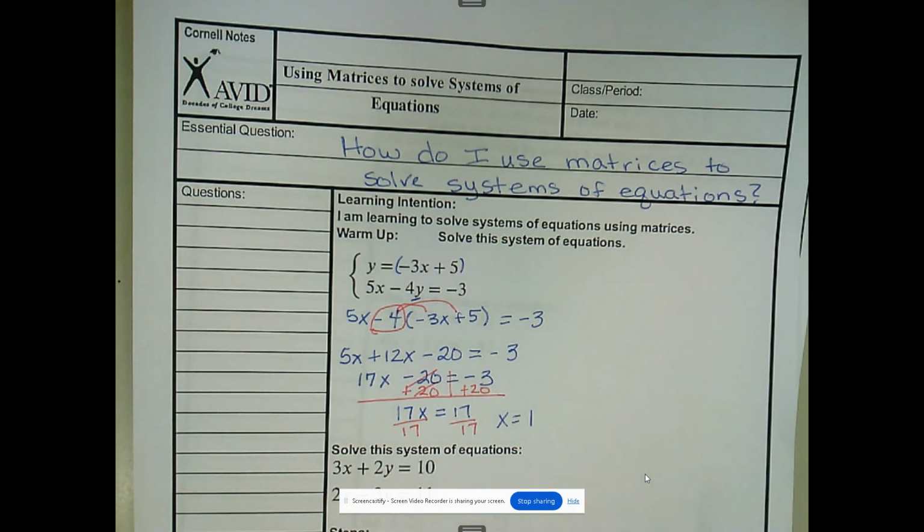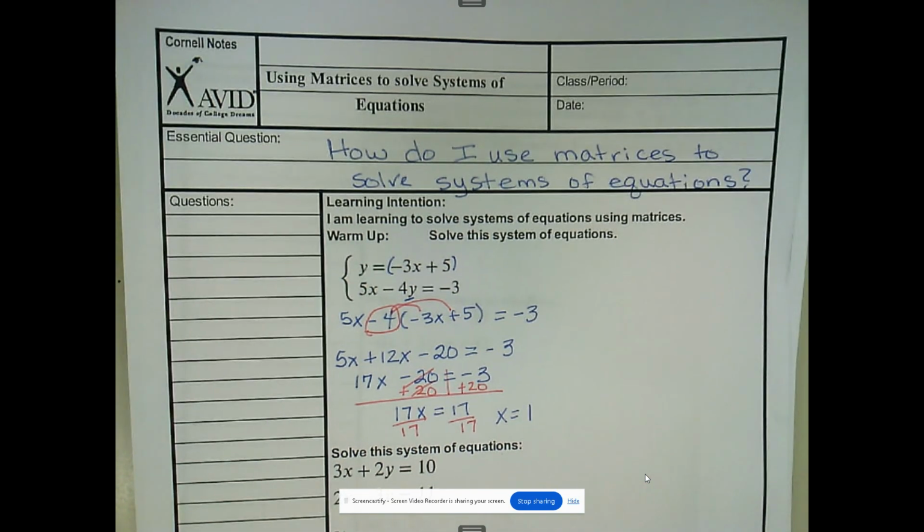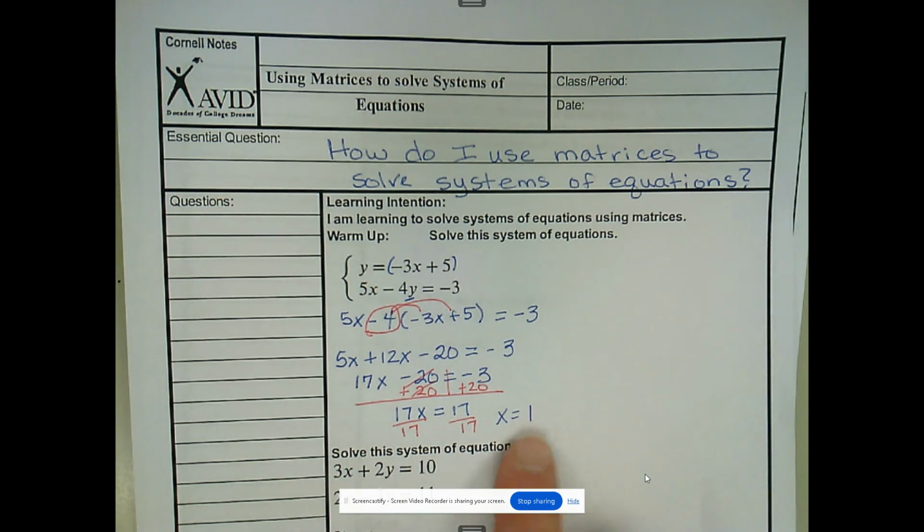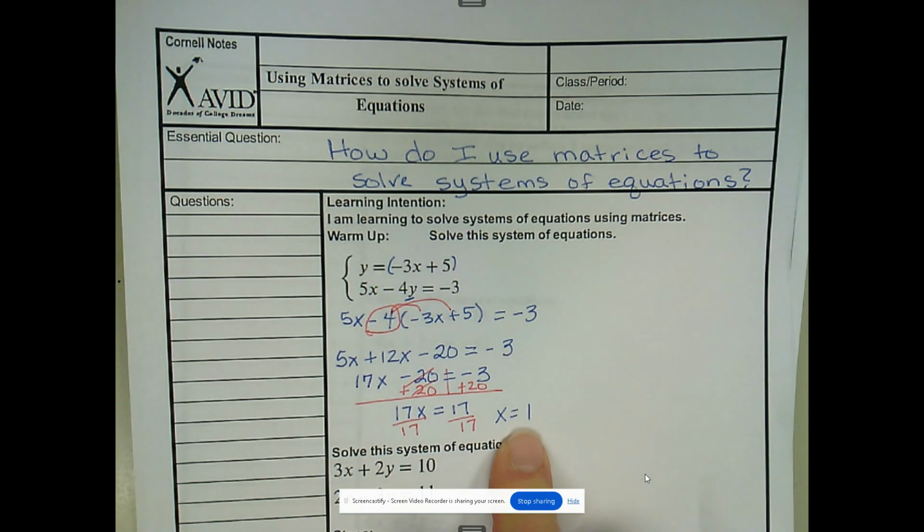Okay, remember, for systems of equations, the solution is either one point, the whole line, which is an infinite number of points, or if they're parallel, no points at all. In this case, we will have one point of intersection.